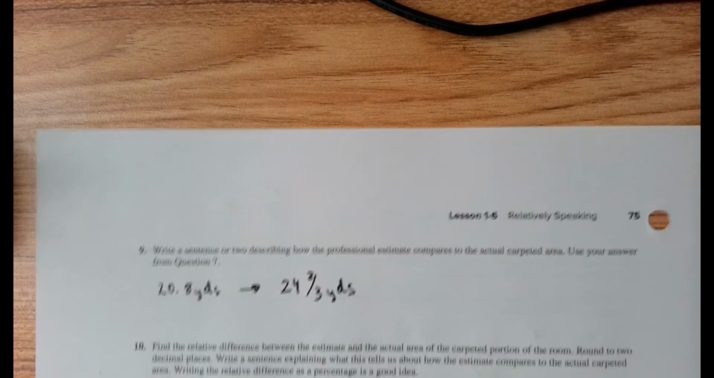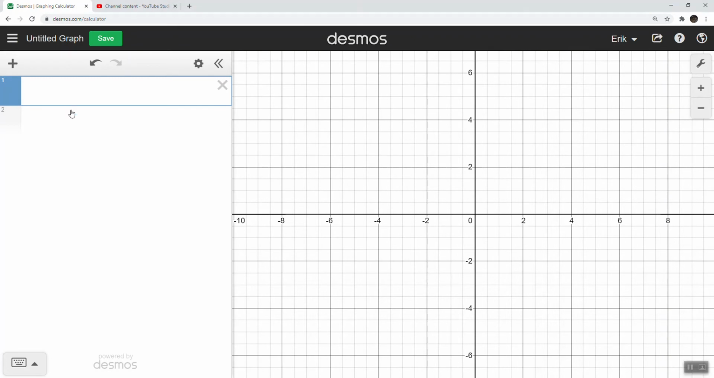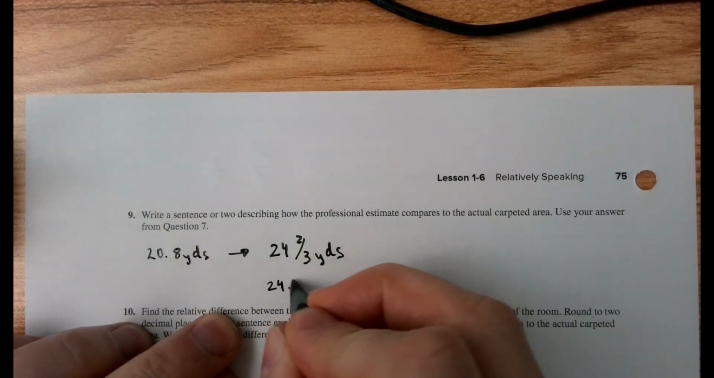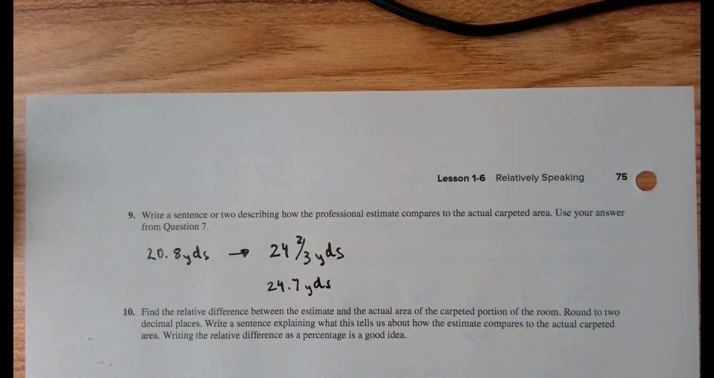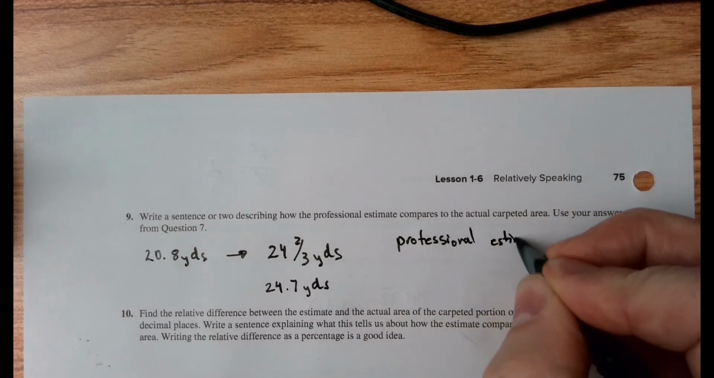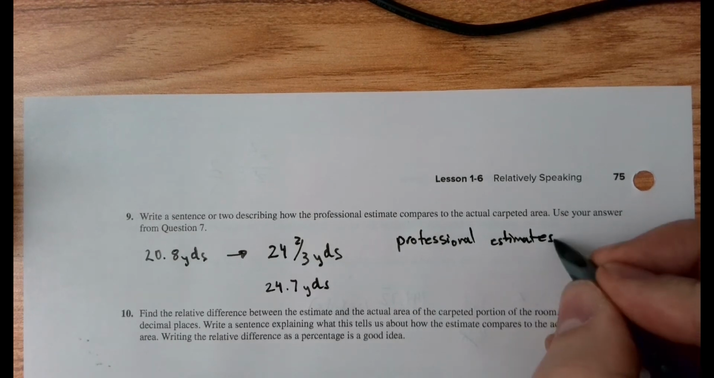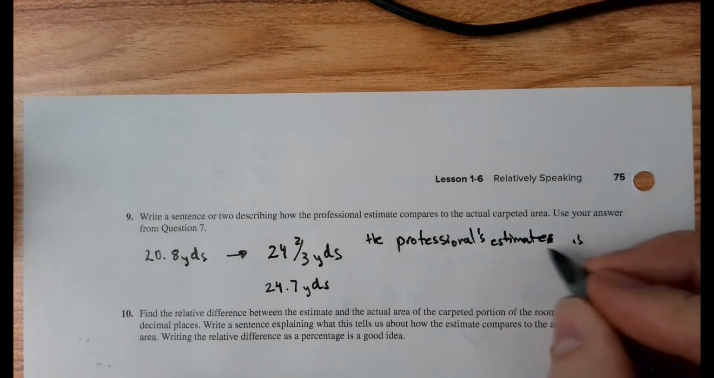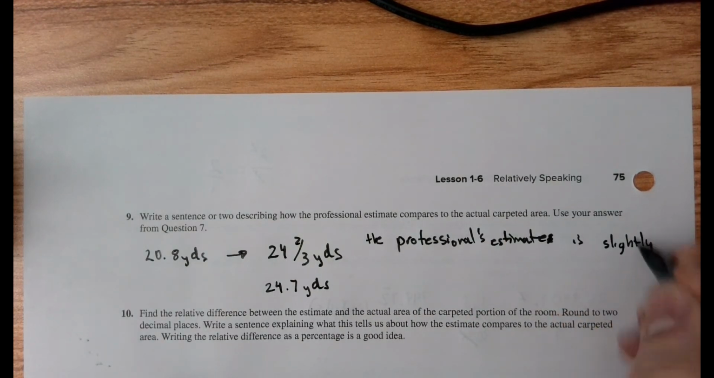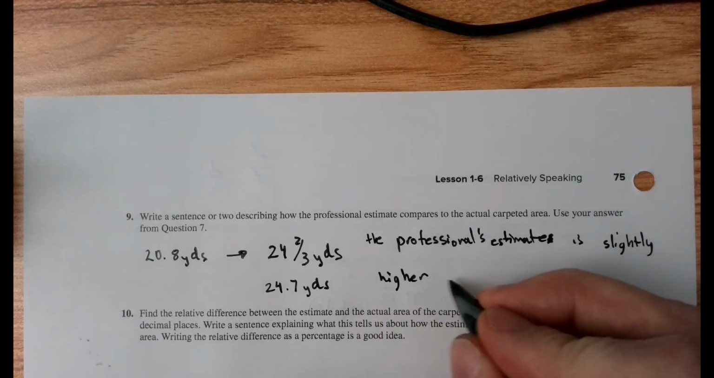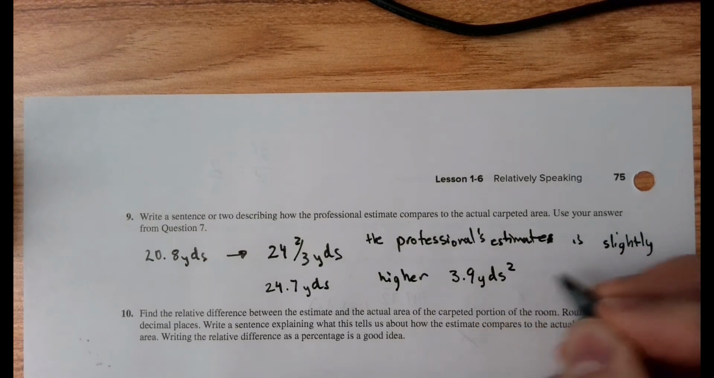Now, if we want to convert that 2/3 into a decimal, you just do the division, 2 divided by 3, and we get 0.66666 forever. So let's call that roughly our estimate as 24.7 yards. So how do they compare? Well, the professional has a little bit extra. The professional's estimate is slightly higher. Well, how slightly? It is 3.9 yards, squared yards higher.